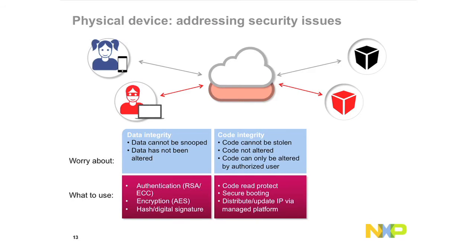You have to worry about code integrity. Obviously, you don't want somebody to steal your code and replicate things or use it to hack into your device, or actually take your code and insert some malicious code. So there's some read protection to prevent people from extracting code from the micros. You want to securely boot, and most importantly, you want to be able to find a way to update remotely and securely. So how do you do over-the-air updates of your code securely?